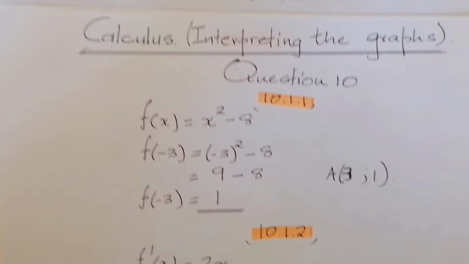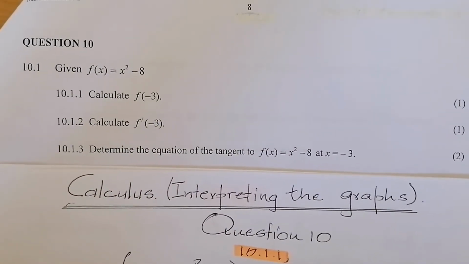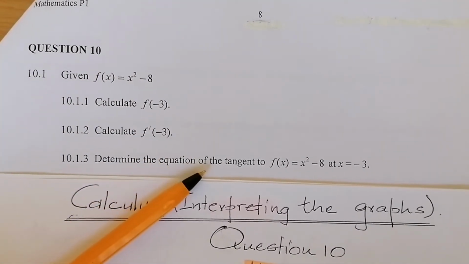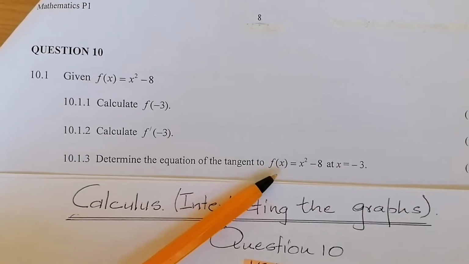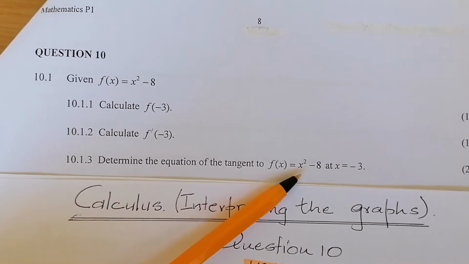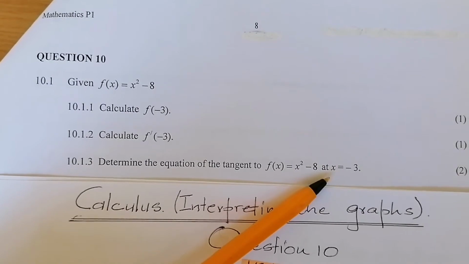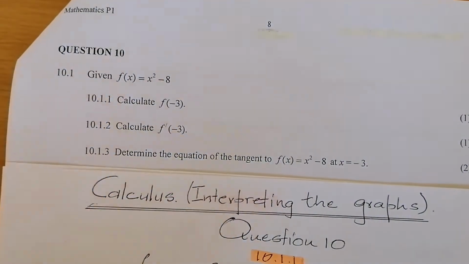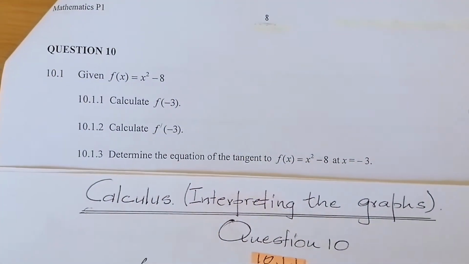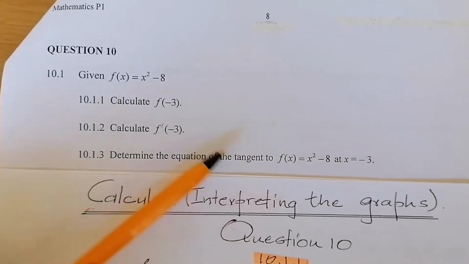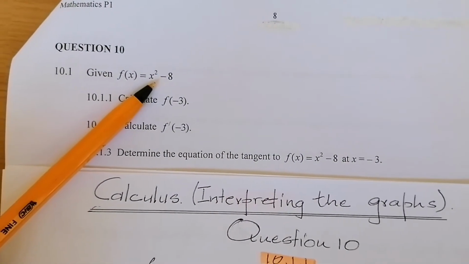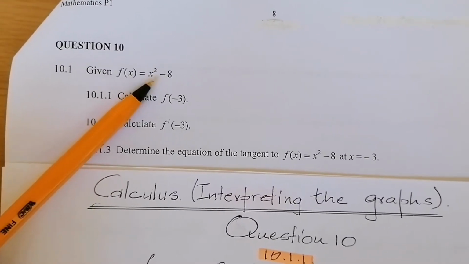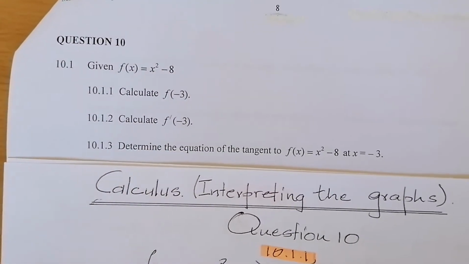Let's move on to the next question now. Beautifully so. The next question says to us, determine the equation of the tangent to f of x, which is x squared minus 8, at a point x is equal to minus 3. Folks, remember that a tangent is a line that touches this function in two arbitrarily close points. Now, let's see what I did here.